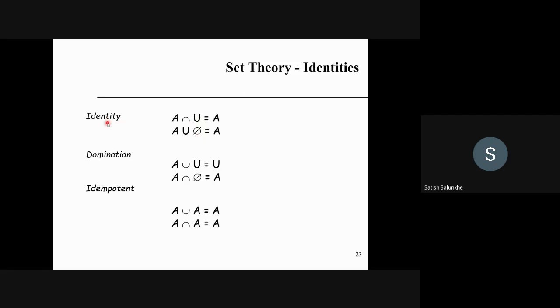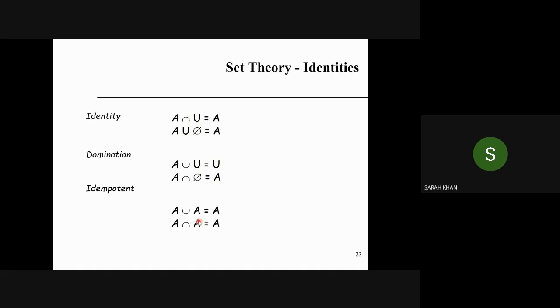So in identity law, we are doing A intersection. See, basically, what is the difference? In identity law, we get the same set by performing an operation with the universal set and the null set. If we perform the intersection operation with the universal set, we get set A. If we perform the union operation with the null set, we get the same set. So therefore it is identity law. Now here we are just doing the reverse. That is A union U. What exactly are we getting? That is the universal set. We are doing A intersection null set. So this is domination law, exactly opposite of identity law.